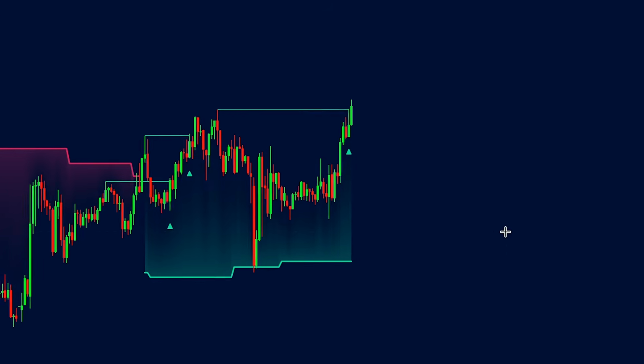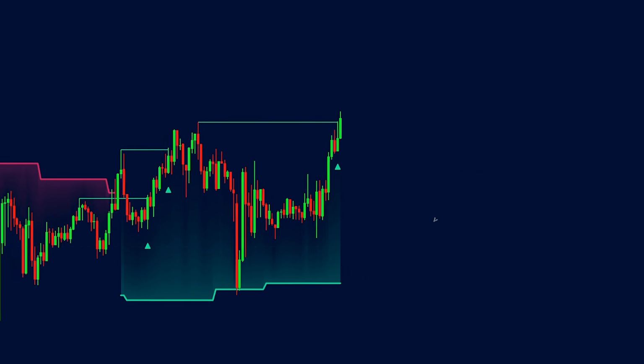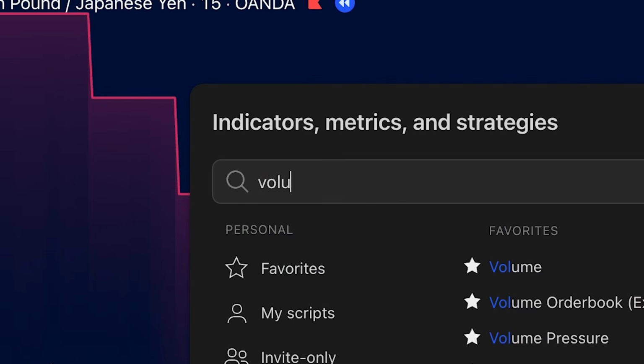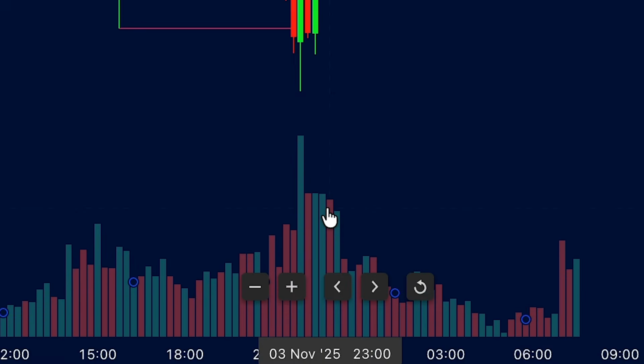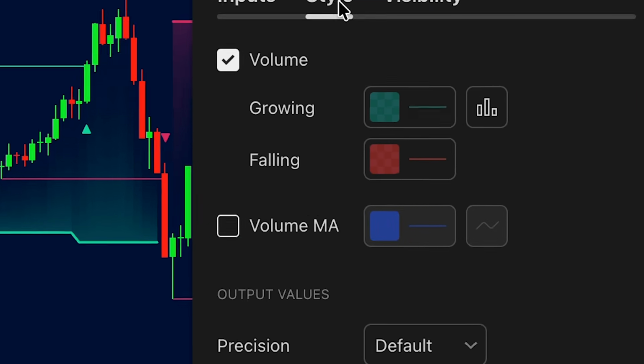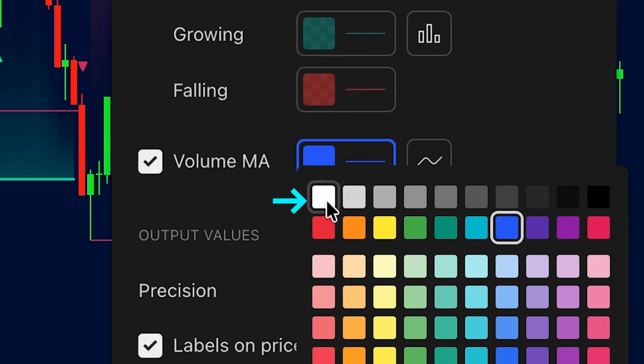Now we're going to layer in one more piece, volume. To do that, head back to your indicator search, type volume, and add the built-in volume indicator under technicals. Once it's loaded on your chart, double-click it, then go to the Style tab. Toggle on the volume MA and change its color to white so it stands out.